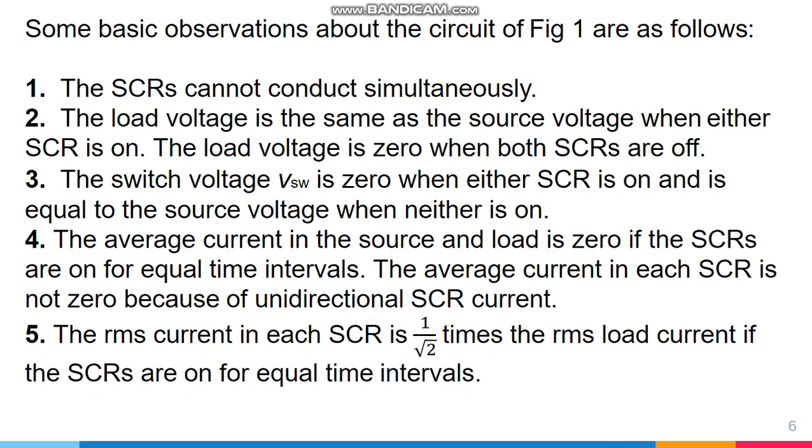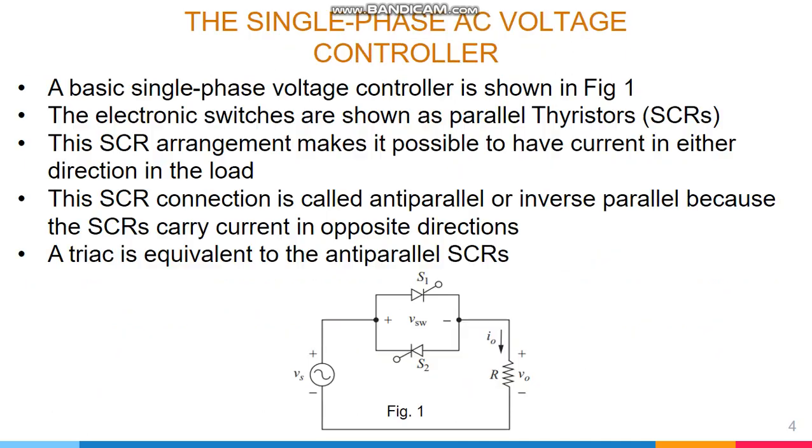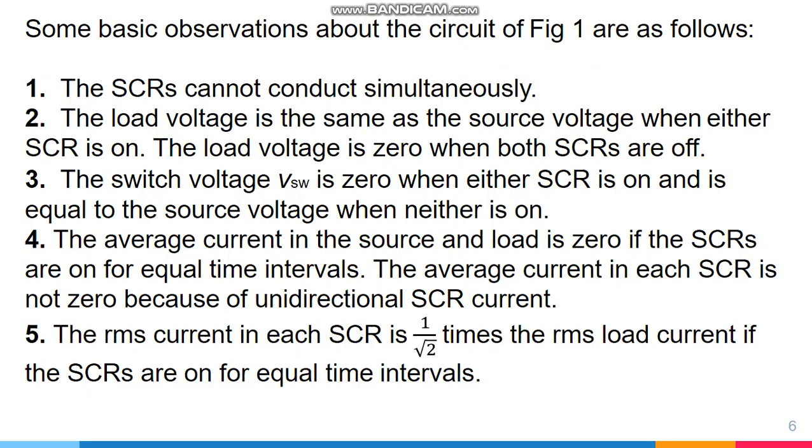Some basic observations that we can deduce from the circuit of figure 1 are as follows. The first one is that both of the SCRs cannot conduct simultaneously. Either S1 will be conducting or S2 will be conducting. Both of these cannot conduct at the same time. The next one is that the load voltage is the same as the source voltage when either SCR is on. The load voltage is 0 when both SCRs are off.